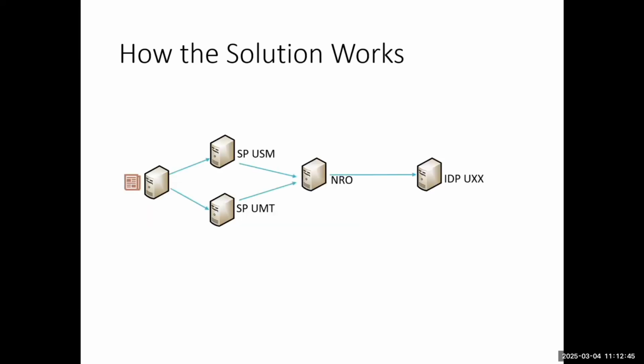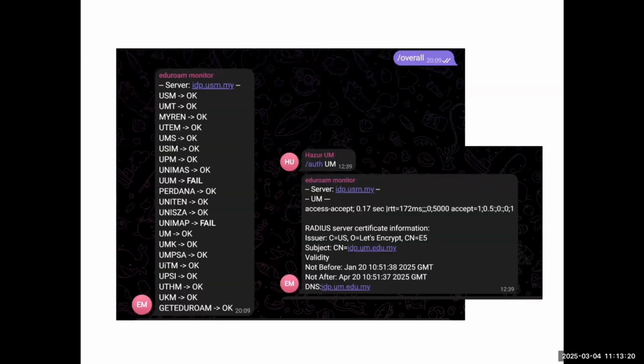So how does the solution work? Currently in Malaysia, the script is located in the server. When the script runs, it sends the authentication to service provider USM and service provider UMT. UMT is University Malaysia Terengganu. To both servers, and then passes to the national proxy, then to the IdP of the targeting account, the targeting identity.